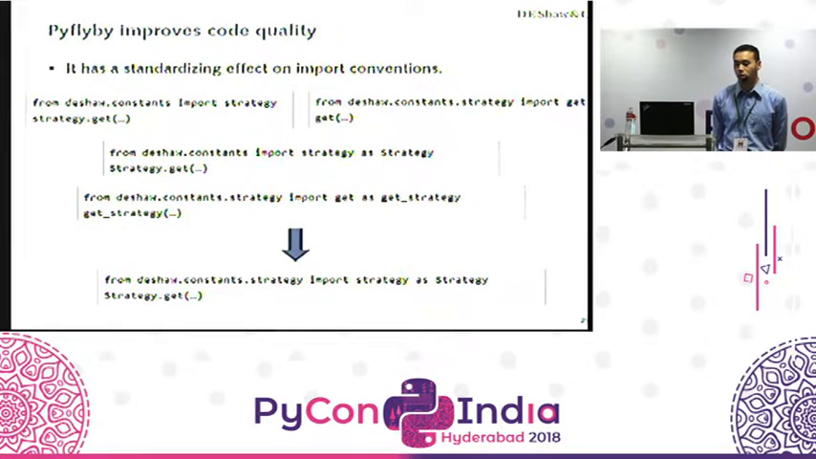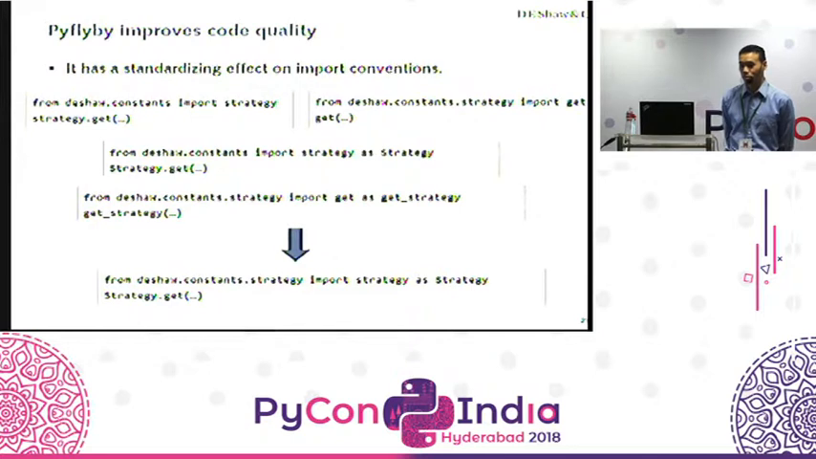Pyflyby has also helped standardize coding conventions. So, for example, at D. E. Shaw we have a module called desha.constants.strategy, and that module has a global function called get. So there are a lot of different ways people use this. Some people would say from desha.constants import strategy, strategy.get. Some people would say from desha.constants.strategy import get. And those are not very good because it pollutes your global namespace with something called get, which doesn't make any sense later in the code.